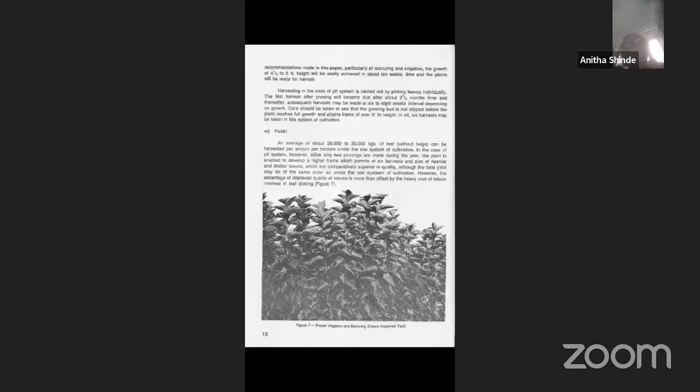Then yield. An average yield of about 25,000 to 30,000 kg of leaves can be harvested per annum per hectare under the row system. In case of pit system, since only two prunings are made during the year, the plant is unable to develop a higher frame. So here, the yield is very, very less when compared to that of the row system. So this is the proper irrigation and manuring for yield.